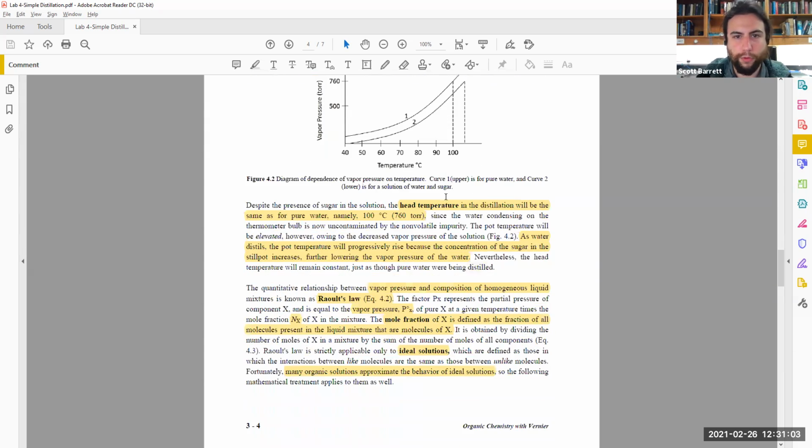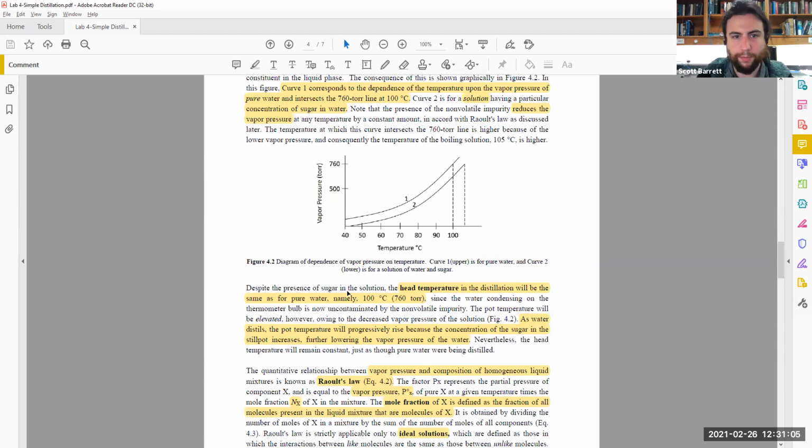So going forward, looking here, despite the presence of sugar in the solution, the head temperature in the distillation will be the same as for pure water, namely 100 degrees Celsius. When they talk about the head temperature, it's what I called the still head at the top where the thermometer is in the simple distillation device. The head temperature is the temperature that that thermometer is located at.